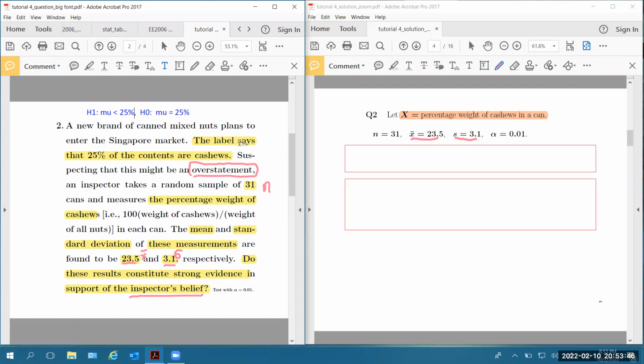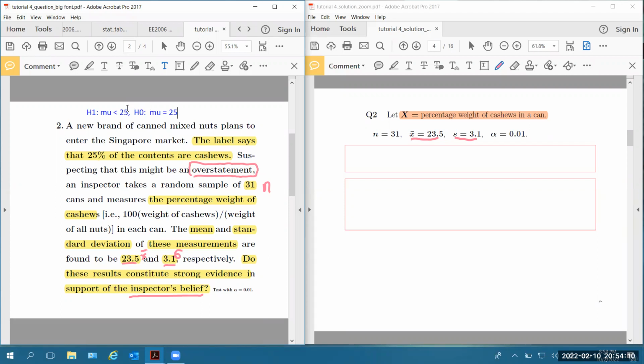So now the question is, your X is percentage weight of cashews in a can. So should we put a percent here? No, actually no need, because they already say it's percentage weight. So you no need to put percent again. It's actually just 25. I hope it's okay.